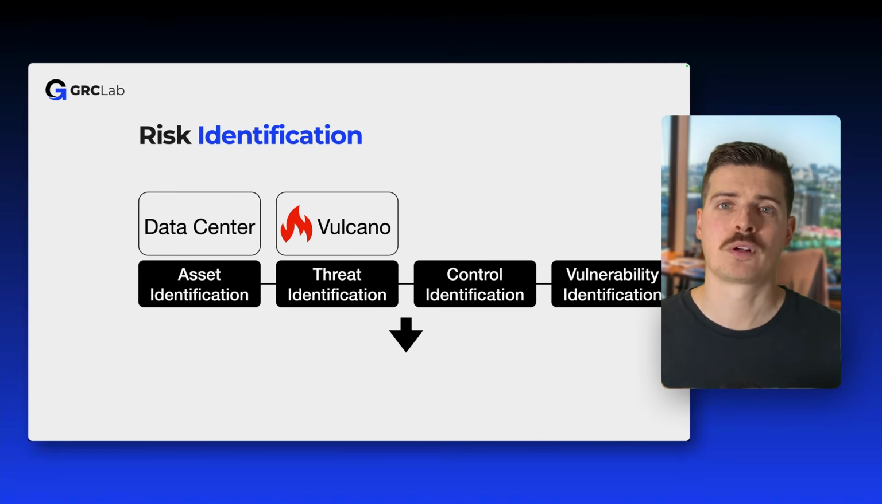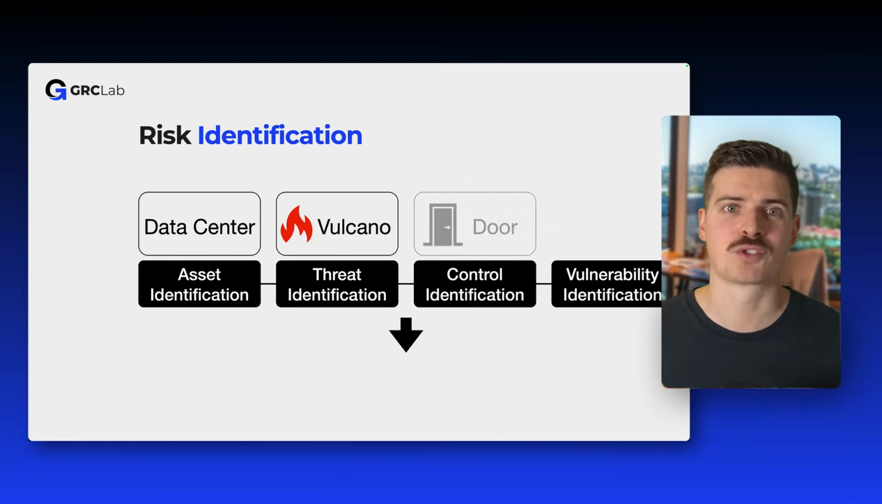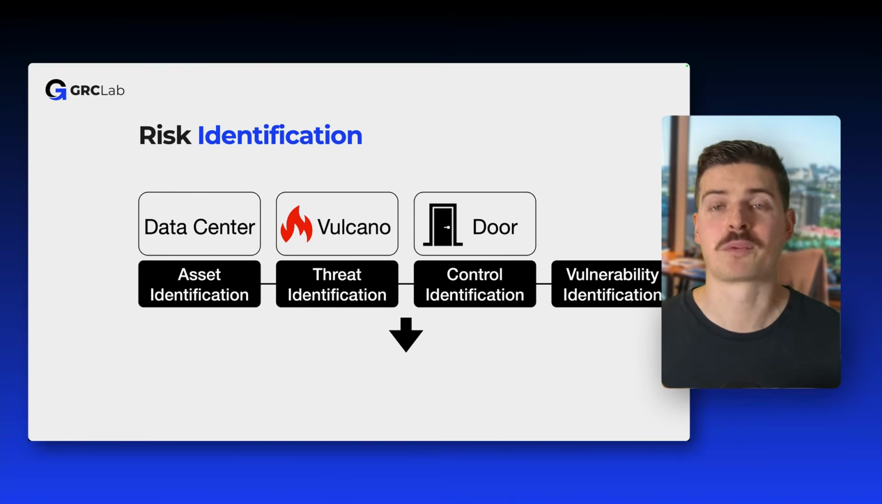But what about existing controls? Now, we haven't discussed controls yet, but they're measures that modify risks. For instance, a front door is a physical control that protects a data center from intruders. However, a door cannot protect you from a volcano. I think that's pretty clear. And lastly, let's talk about vulnerabilities.